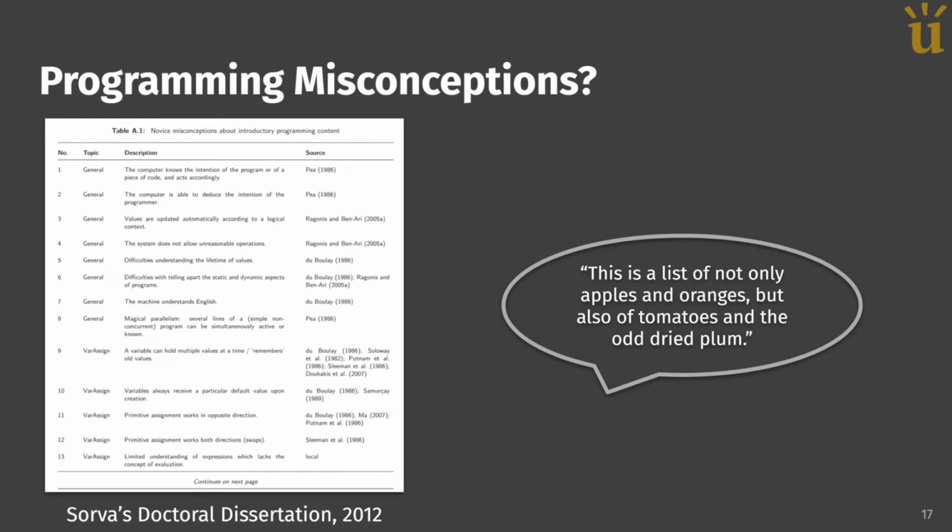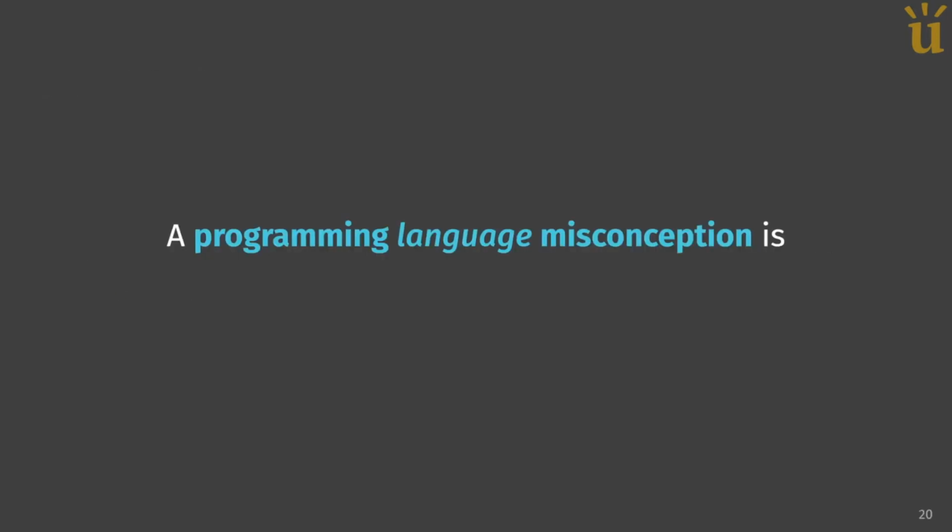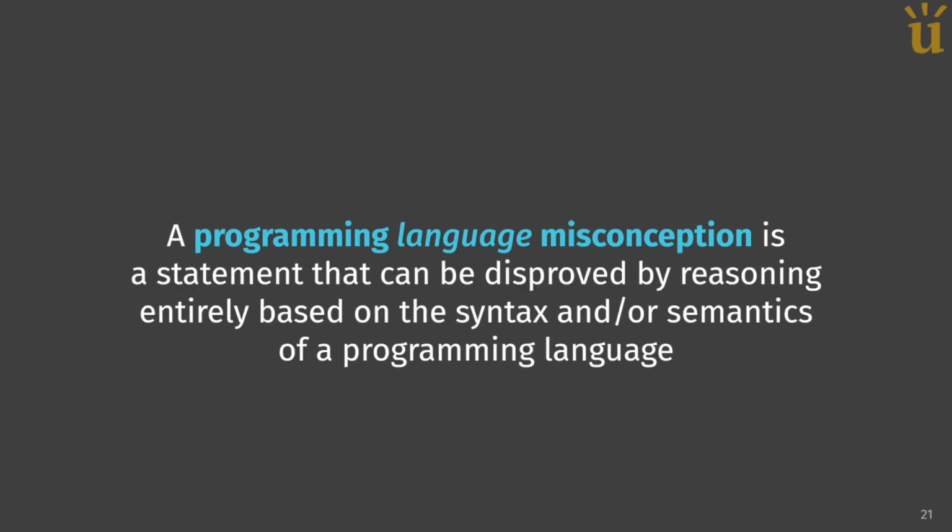Now, what can we do about this? Well, we thought that if we narrow our scope and we just focus on one of the 2 sides of the knowledge required for programming, namely on the conceptual knowledge part, that is the one that is really tied to the syntax and the semantics of programming languages, we could see an opportunity for a more focused definition. And here is what we came up with. We came up with a new term, which is programming language misconception. And we defined a programming language misconception as a statement that can be disproved by reasoning entirely based on the syntax and or the semantics of a programming language.